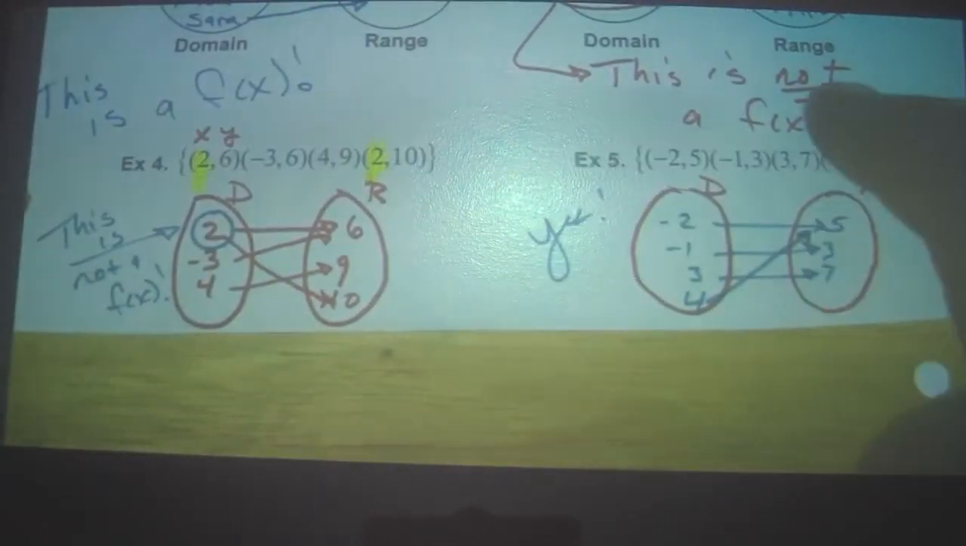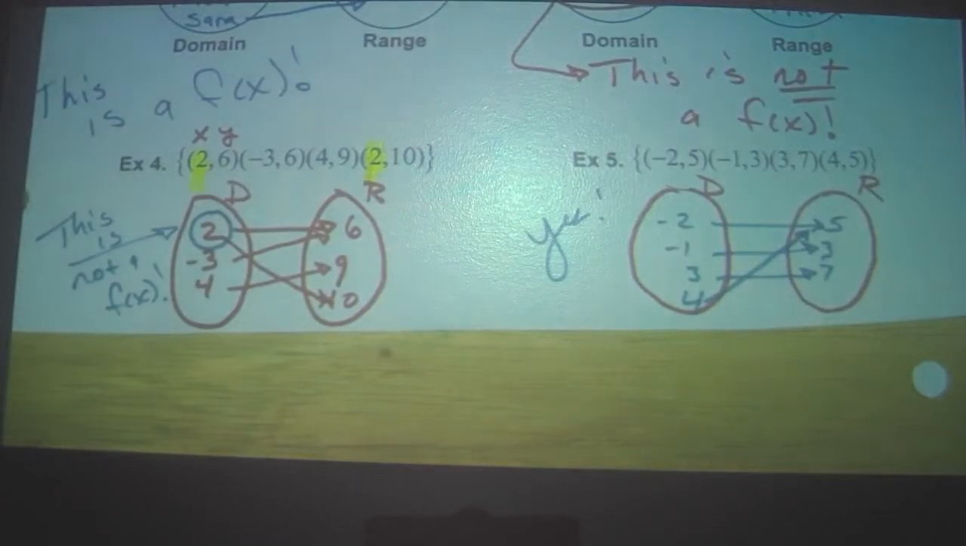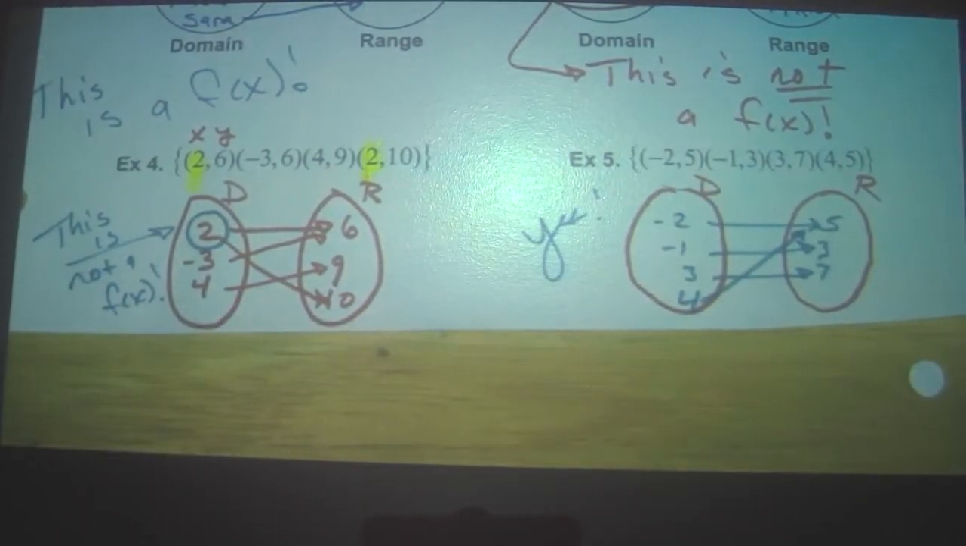This is my domain. This is my range. Never write a domain value twice. Never write a range value twice. Do you guys have any questions about domain, range, functions? Any questions at all?